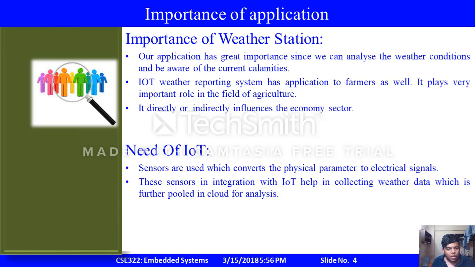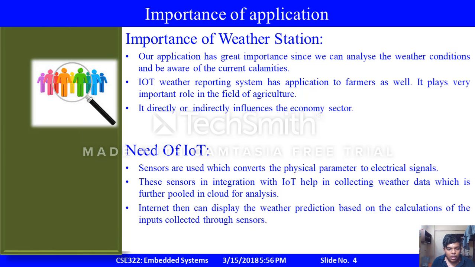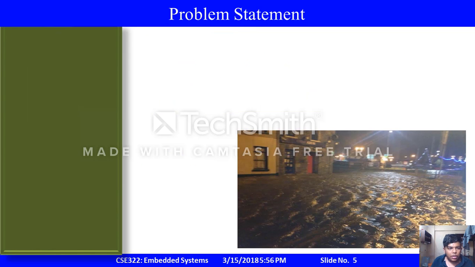Need of IoT. Sensors are used which convert the physical parameter to electrical signals. This sensor integration with IoT helps in collecting weather data which is further pooled in the cloud for analysis. The Internet can then display the weather prediction based on the calculations of the inputs collected through sensors. This is the importance and need of that.